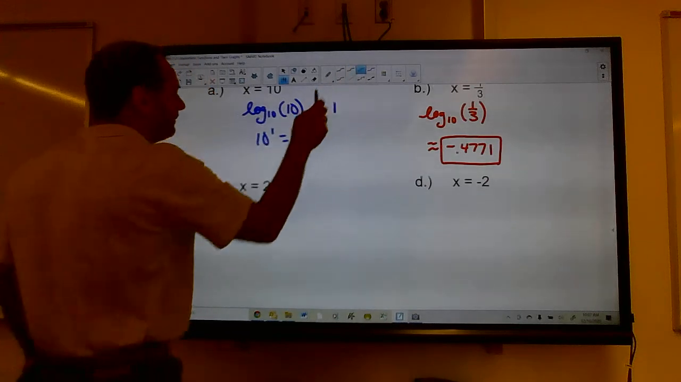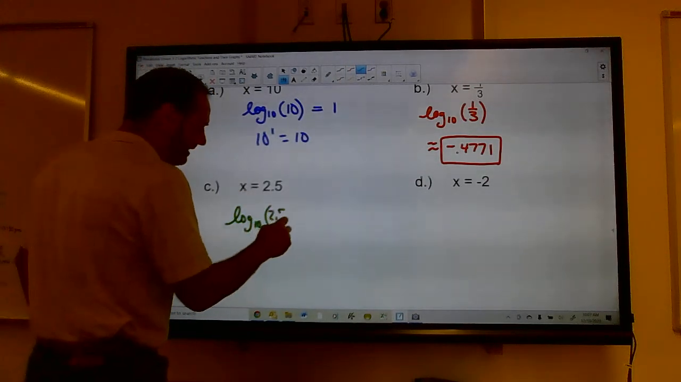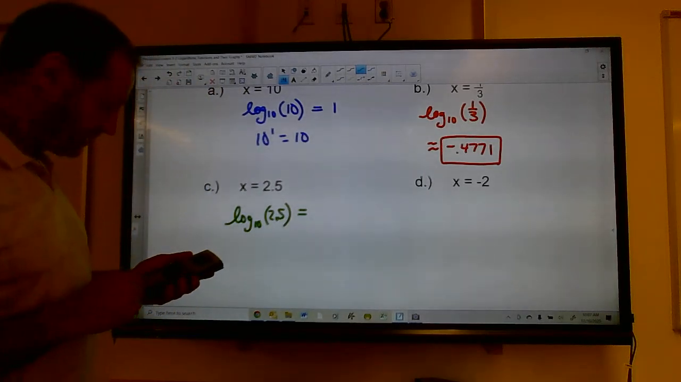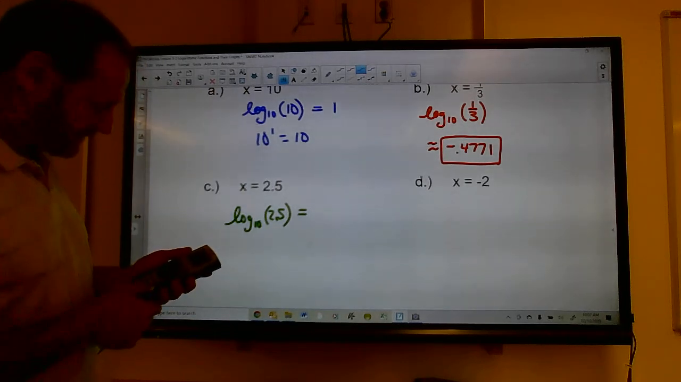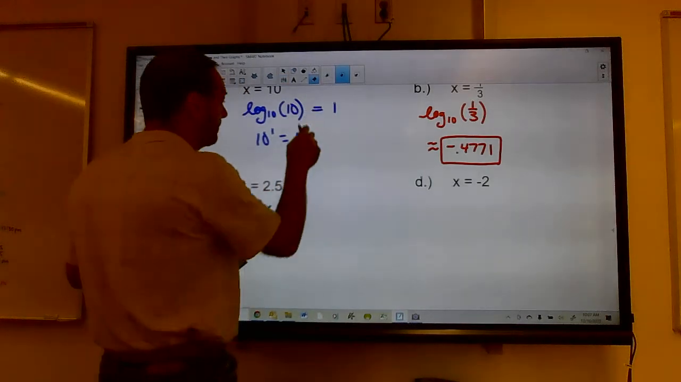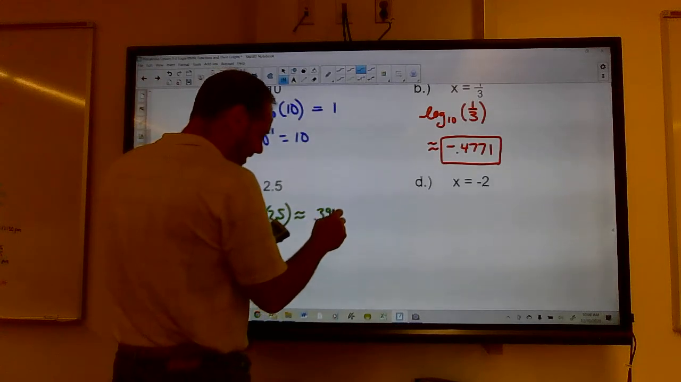All right, on this one, we want the log base 10 of 2.5. Okay, so log key, 2.5, close the parentheses, hit enter. It's approximately, should use approximate signs, 0.3979.